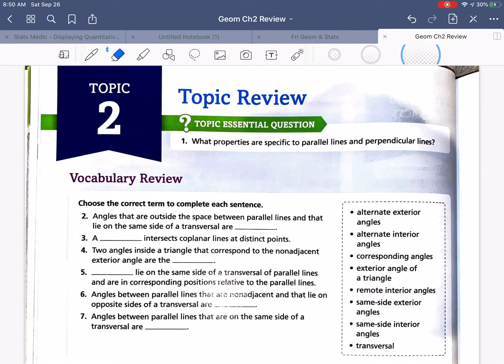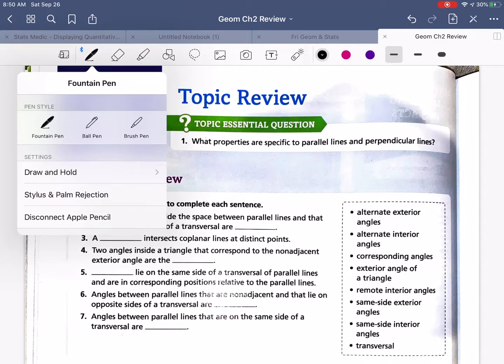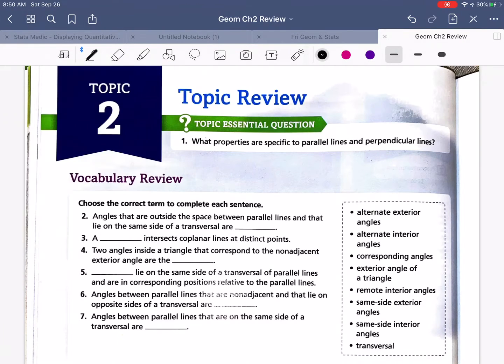So let's review. It says, what properties are specific to parallel lines and perpendicular lines? So we had a discussion question. You could answer a couple different things, but we know parallel lines, we can use this symbol, right? So if we wanted to say line A is parallel to B, we would say it just like that. Line A is parallel to B.